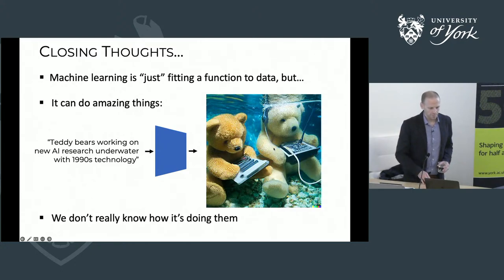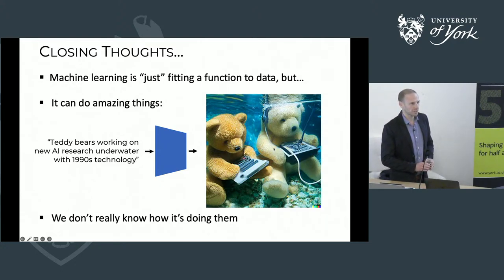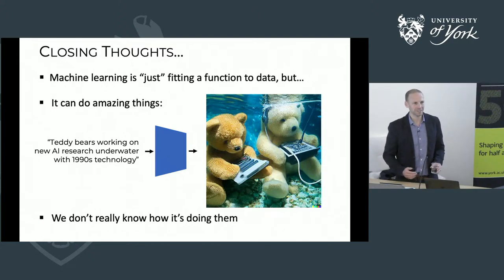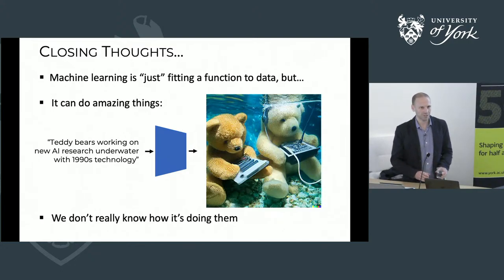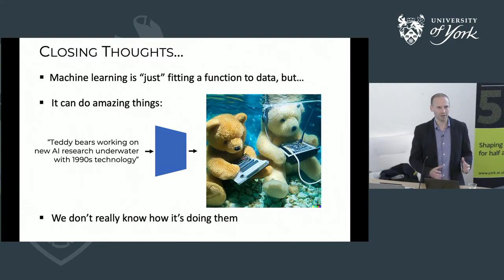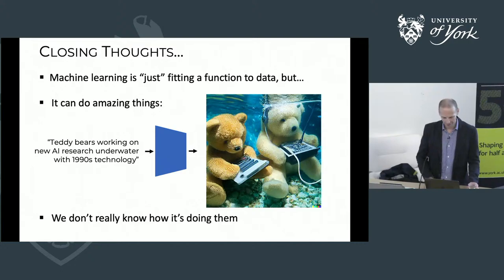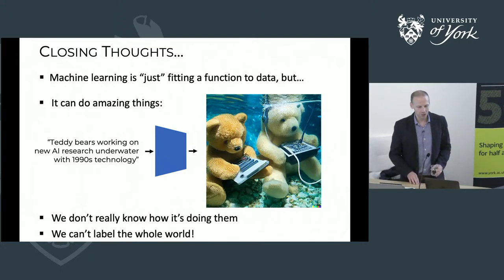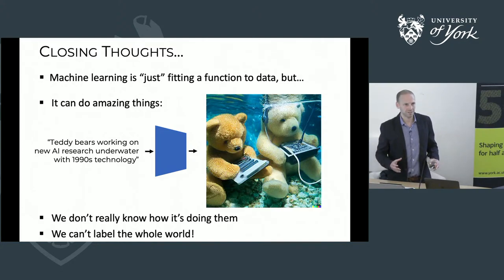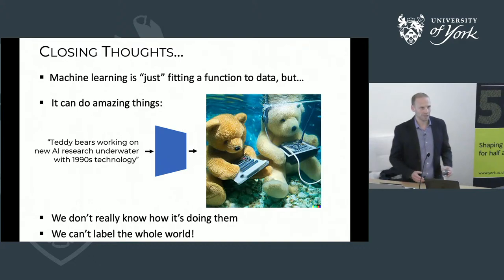So it can do amazing things, but to a large extent, we still don't really know how it's doing them. So I think this is the direction I'm most interested in pushing. How much can we open the black box and fit models to help us understand what's really going on? And also, pragmatically, we just can't label the whole world. So we need these methods to allow us to solve problems where it's just not feasible to get the labels that we need.